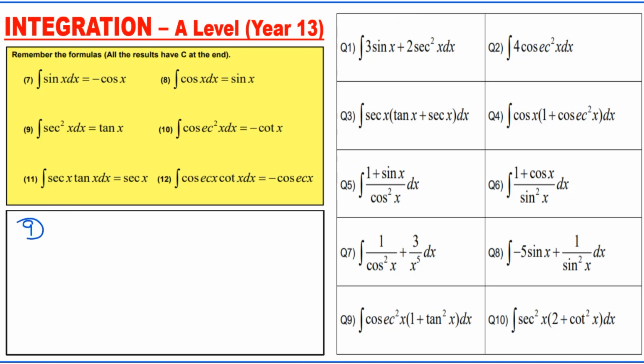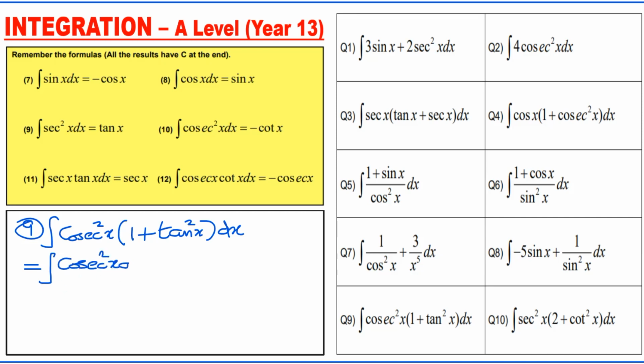Let's start with 9, integrating cosec squared x in bracket 1 plus tan squared x dx. I strongly recommend you brush up your trigonometric skills, what each trigonometric function is. So integration of cosec squared x times 1 is cosec squared x dx, plus integrating cosec squared x tan squared x dx.